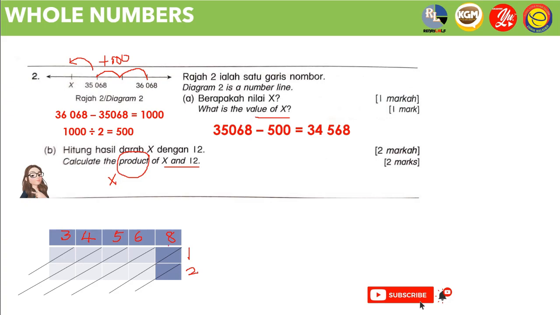8 times 1, we are going to write 0, 8. 6 times 1, 0, 6. 5 times 1, 0, 5. 4 times 1, 0, 4. 3 times 1, 0, 3. 8 times 2, 16, is 1, 6. 6 times 2 is 12, is 1, 2. 5 times 2 is 10, is 1, 0. 4 times 2 is 8, is 0, 8. 3 times 2 is 6, 0, 6.